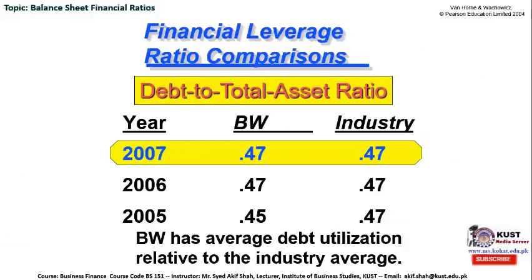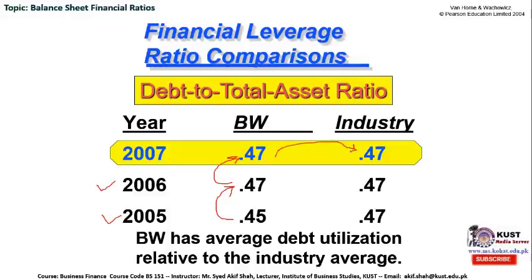Now let us compare the debt to total asset ratio of Basket Wonder with itself and then with the industry. We can see that in 2005, the debt to total asset ratio was 45%, and then the company increased it to 47%, and it remains as it is in 2007. Now we cannot conclude whether Basket Wonder is performing well or poorly on debt to total asset ratio. We can only infer this by comparing it externally with the industry averages.